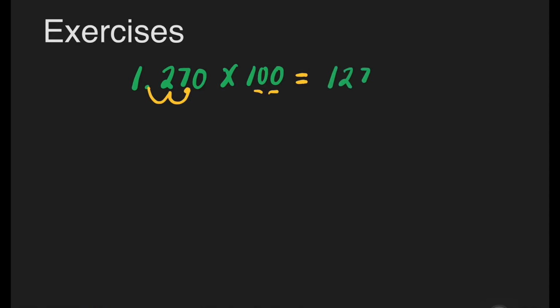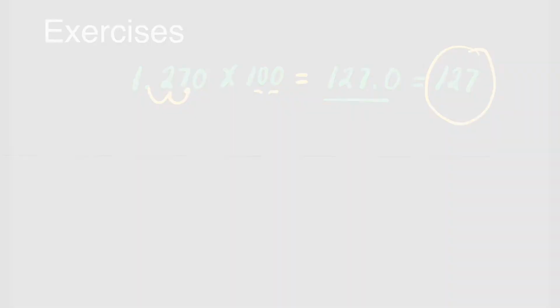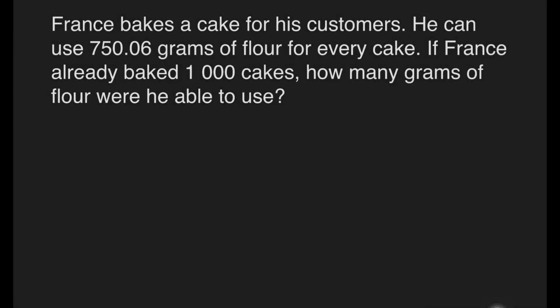Another one. 1 and 270 thousandths times 100. Okay, our answer will be, we'll move only 2 decimal places, that's 1 and 2, because we have 2 zeros here. Our answer is 127 and decimal point and then 0, or we can just simply write it 127. That's our answer.